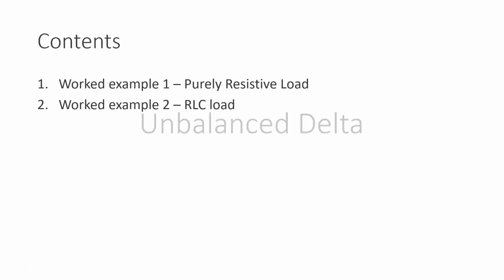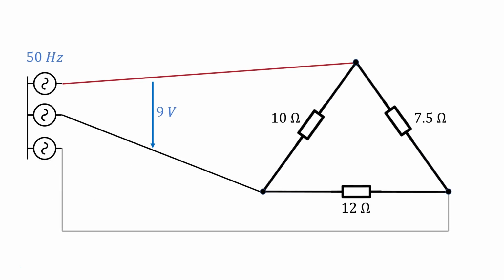Okay, so this introduces the unbalanced delta for the module. I'm just going to go over some worked examples, one using a purely resistive circuit, so no inductors or capacitors there, and we'll move on to an RLC circuit. So here we have our circuit.